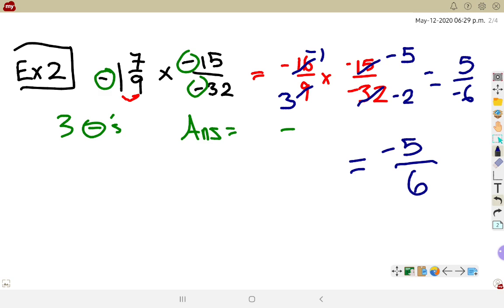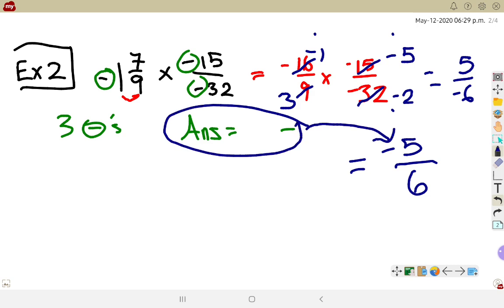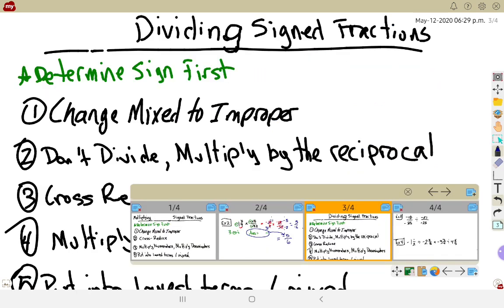Okay. Now if you didn't want to worry about all those negative signs throughout our whole multiplication process, we already took care of that here. I knew my answer needed to be negative, so I can just throw it in at the end. Okay. Alright, so for dividing.